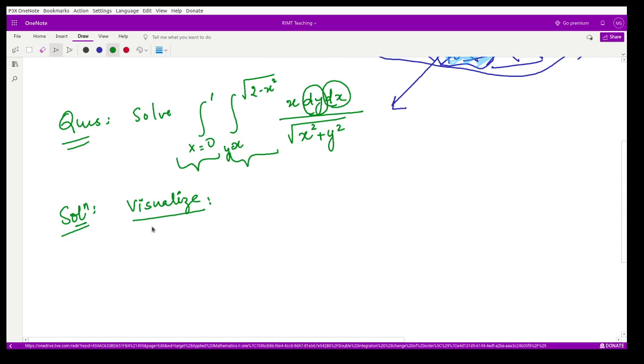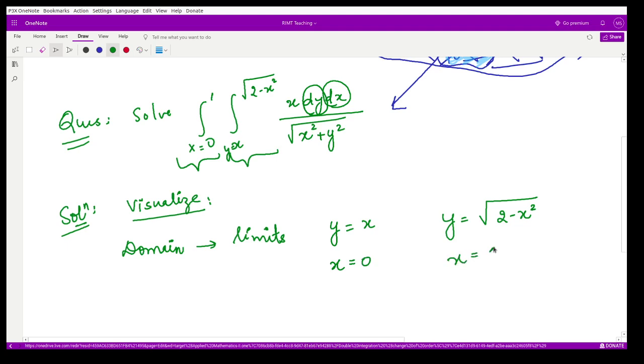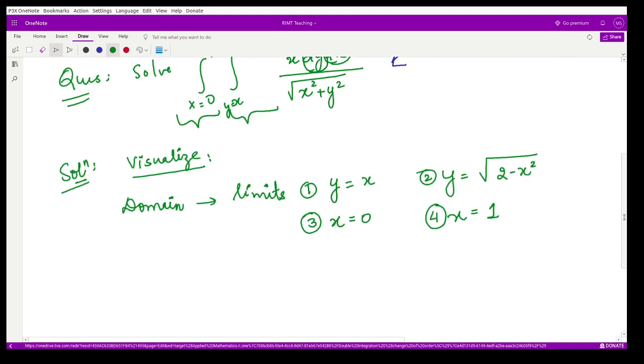For that you should know what your domain is. For the domain, you can look at your given limits. What are the limits? You see from here, y is equal to x is the lower limit, and y is equal to square root of 2 minus x square is the upper limit. These are the variable limits in y. Moreover, the limits in x are given as x is equal to 0 and x is equal to 1. So you obtain 4 equations from here, and you have to draw these 4 equations in order to visualize the given domain.